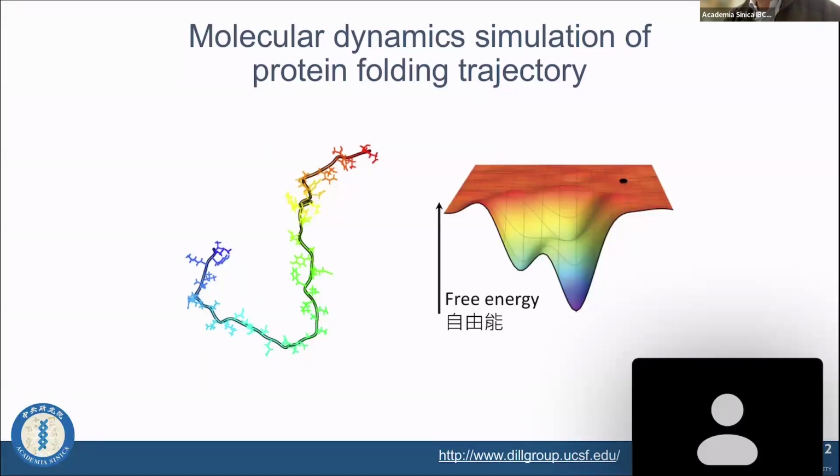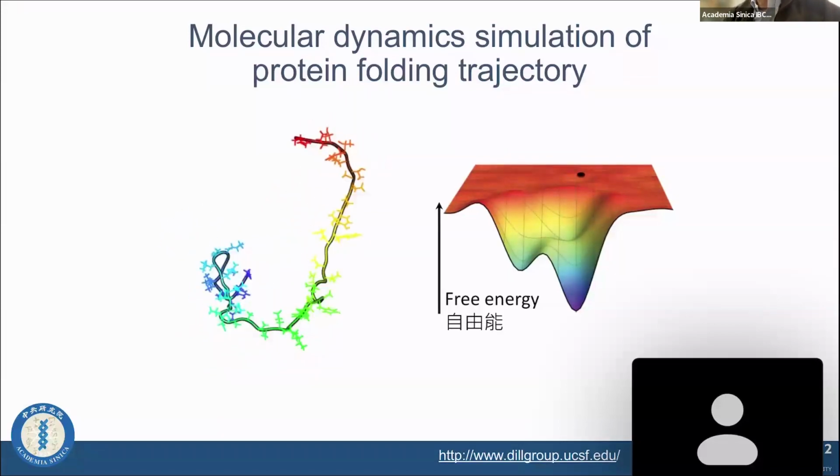But this has been demonstrated for a relatively small protein, and what you will see in the animation later is that on the left, that's the conformation in the simulation. On the right, you have a black dot. That's the energy corresponding to that conformation. So as we proceed with MD simulation to find a stable conformation, the black dot should go down along the free energy landscape that you will see now.